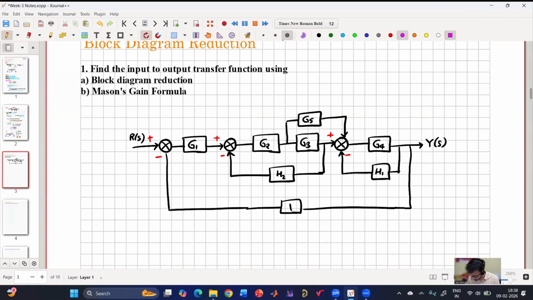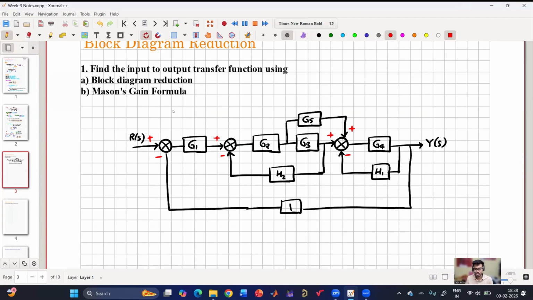Okay, so this is again a plus sign. We were asked to solve this input to output transfer function using the block diagram reduction. One way is to reduce the block diagram itself. We can play with the block diagram and then get the details. Another one is to use Mason's gain formula, which we have discussed. So let us start with the block diagram reduction.